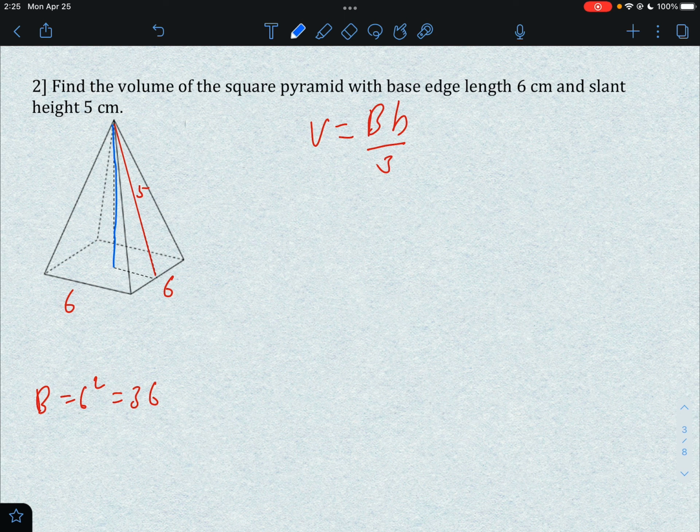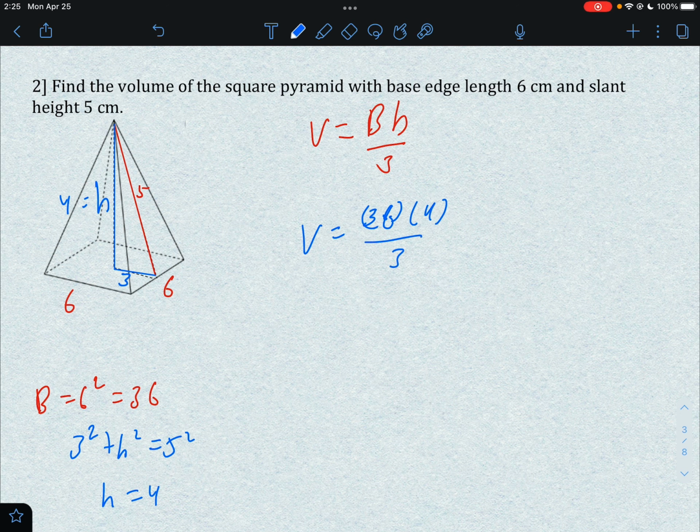So the height is this line right here. We don't know that. We also don't know the apothem, but we do know the apothem. If all the way across here would be 6, the apothem would be 3. So we can use Pythagorean theorem, 3 squared plus h squared equals 5 squared. And if we solve that, we should get h is 4. So now my volume is going to be 36 times 4 over 3. And our volume is 48 cubic centimeters.